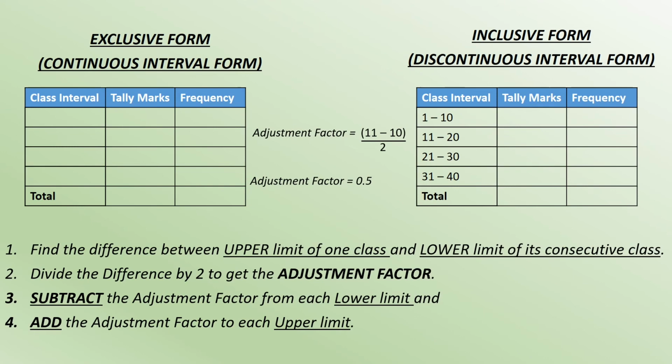So the first class interval that is formed is 0.5 to 10.5. And the same thing we do for remaining class intervals to get the continuous class interval form from discontinuous interval form.